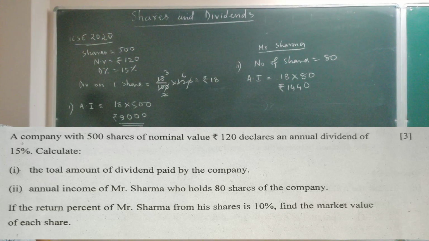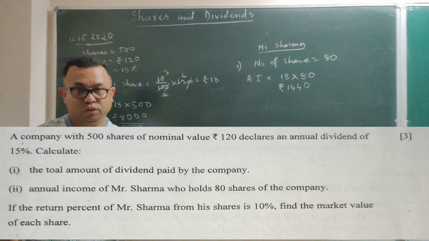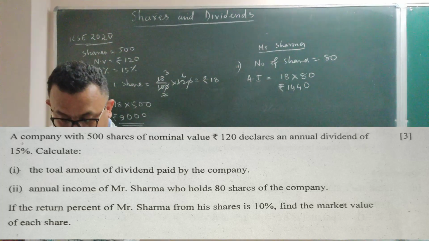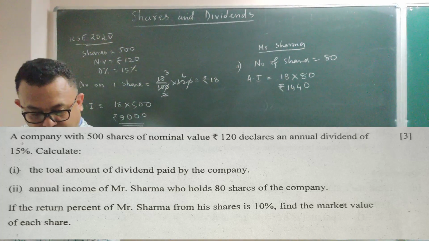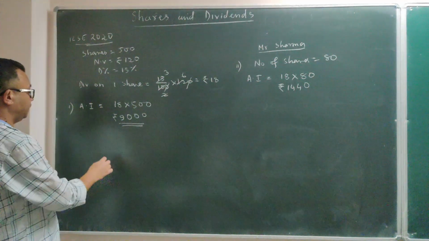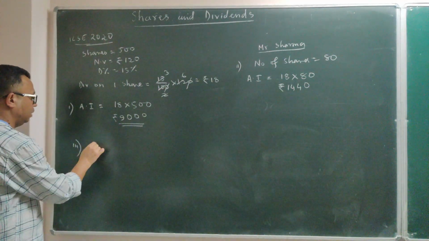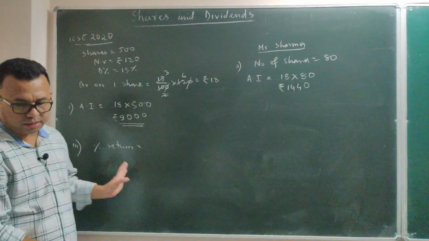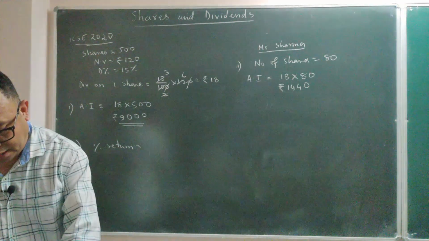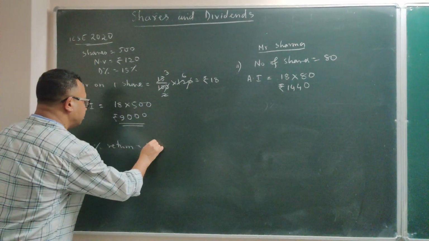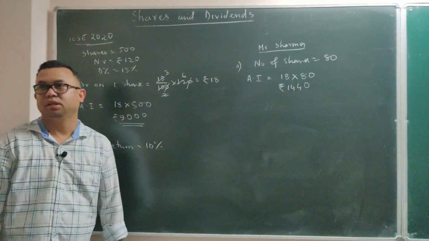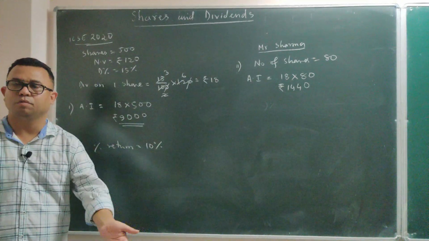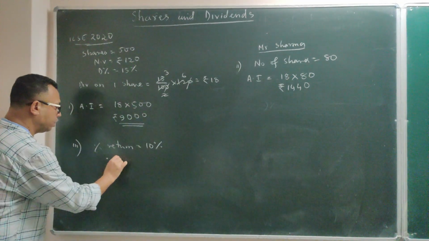Now the third question is telling you to calculate market value. Percentage return is given to you. Usually that is what is asked, but here in this question you are given percentage return, and the percentage return is 10%. And the question is now telling you to find the market value. Since percentage return is given, let's write down the formula of percentage return.